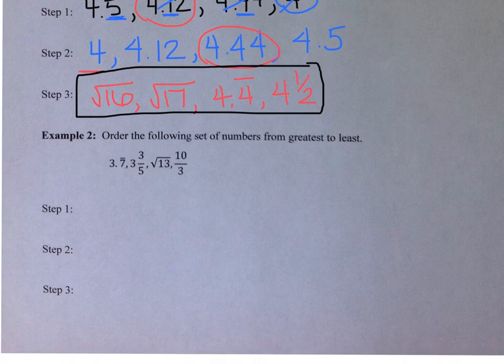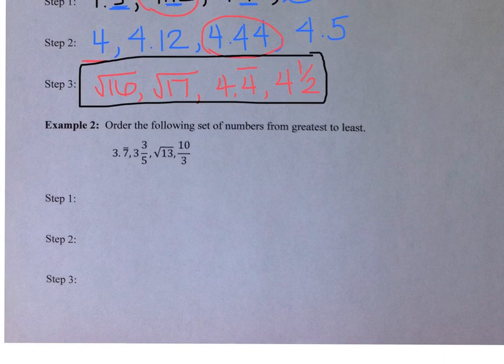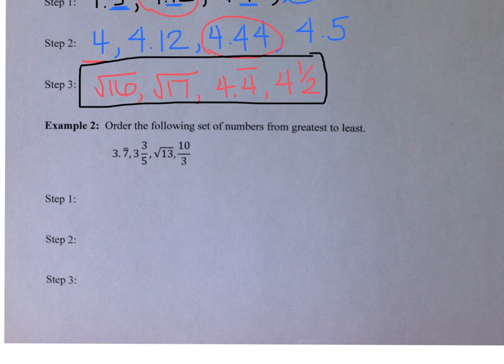Okay, so example 2, it says order the following set of numbers from greatest to least. So now this is greatest to least. Let's circle that. And the first thing you want to do is convert all of your numbers into a decimal. So the first one is 3.7 repeating, so you're going to write 3.77. The next one is 3 3/5, and 3/5 converts to 0.6, so it's 3.6.